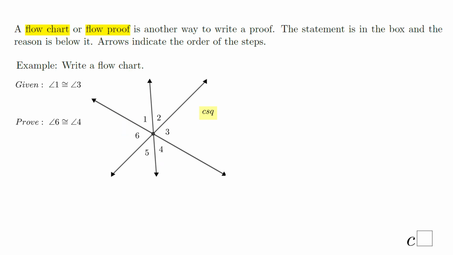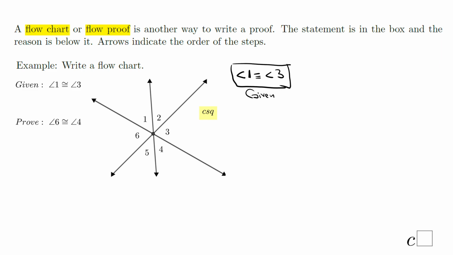Another way to do a proof is by doing what is called a flowchart or a flow proof. The statements are included in a box and the reasons are below the box. And also we're going to use arrows to show the steps. We did this problem just a minute ago. We're just going to do now a flowchart. If you remember, I said I'm going to start with what is given, angle 1 congruent with angle 3. We're going to put this statement in a box. And the reason for writing this statement is right there on the left: given.